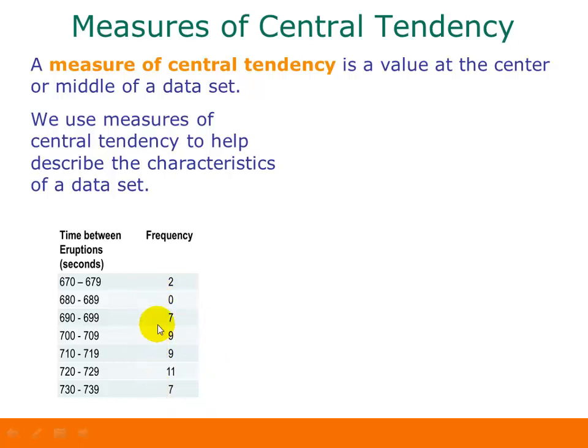If we look at this frequency distribution, we can see that the data is grouped more in this range, say between 700 and 729, than it is on this end over here. There are many more data values over here. So we could make a guess that the center of this data set might be somewhere in the middle of this area. So it may be somewhere between 710 and 719.